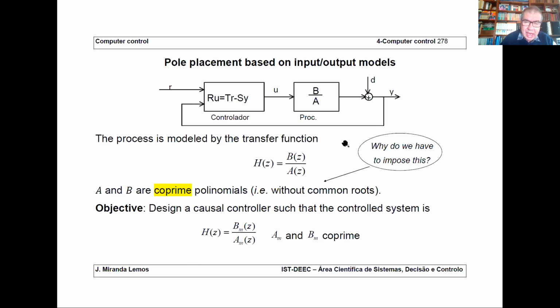So where can we get equations satisfied by R, S, and T? Can you give me one idea of how to proceed?